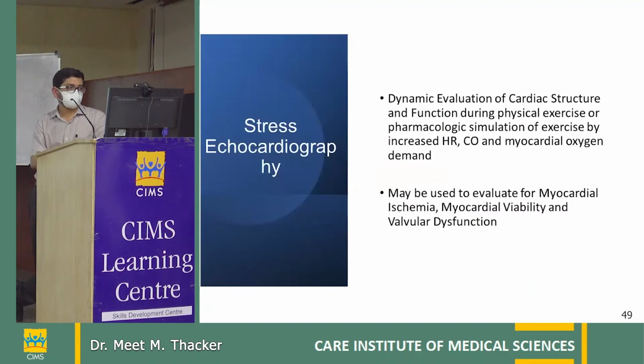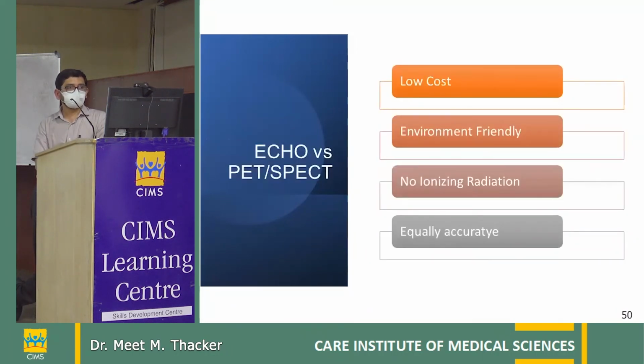A brief about stress echocardiography: dynamic evaluation of cardiac structure and function during physical exercise or pharmacological simulation of exercise, by increased heart rate, cardiac output and myocardial oxygen demand, is what makes up stress echocardiography. They are basically used to evaluate myocardial ischemia, viability, and valvular dysfunction. Compared to PET and SPECT, as we have seen, they are low cost, environment friendly, don't use ionizing radiation, and are almost equally accurate.